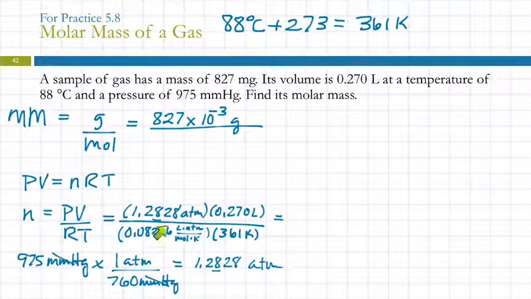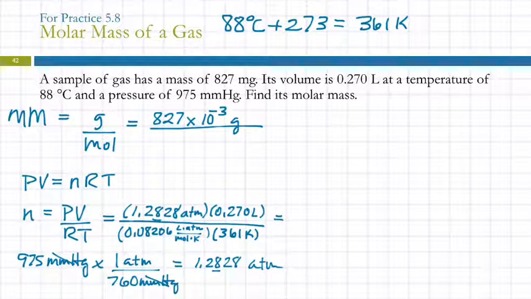This calculation can be dangerous when you put it into your calculator. It's the numerator, 1.2828 times 0.270 divided by 0.02008, that number, and then divided by 361. If you really want to multiply these, you need to put parentheses around the whole thing in the denominator. Otherwise, you're going to end up with a very different answer.